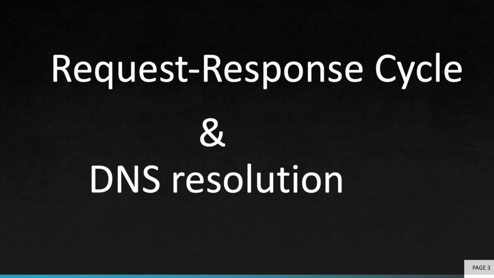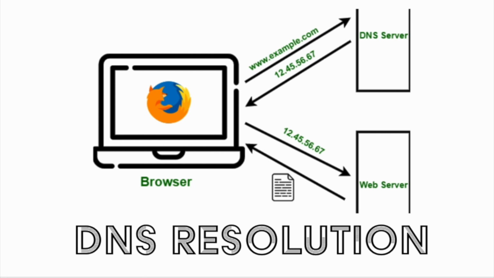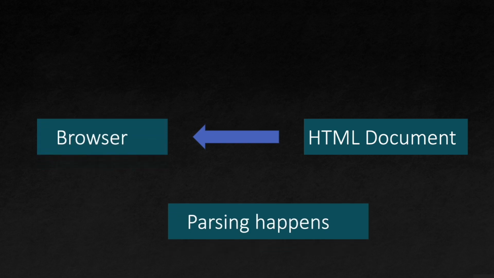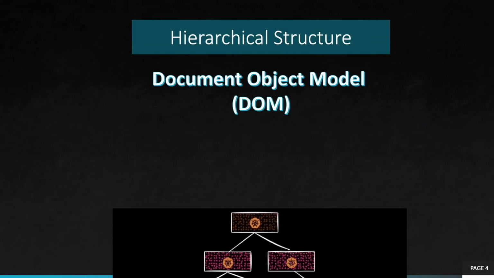Now, what is all this? Let's say when we type a URL, a browser sends a request to the server hosting a website. This process includes resolving the DNS, which converts the human readable domain into an IP address. Once this request is resolved, the server responds with the necessary files, which are HTML, CSS, and JavaScript, setting the stage for rendering. When the browser receives an HTML document, it goes through a process called parsing. During parsing, the HTML document is broken into a hierarchical structure known as the document object model.